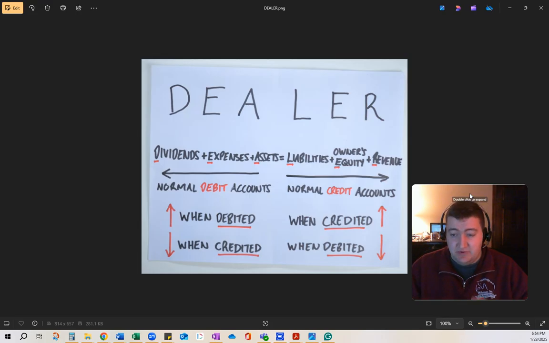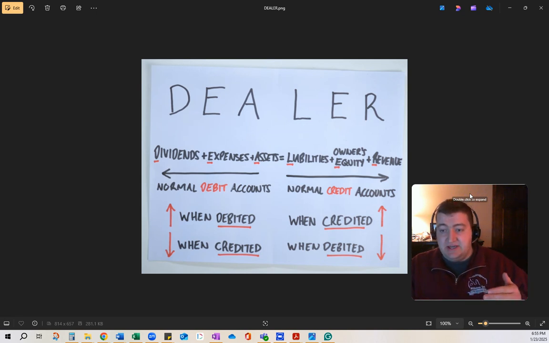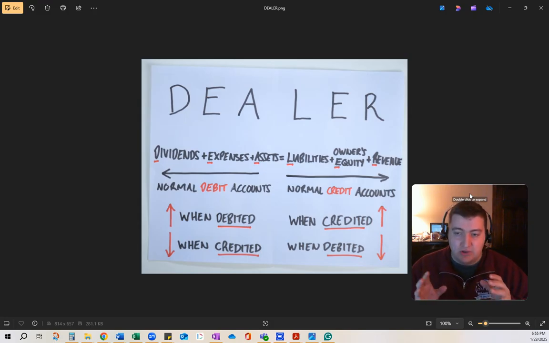And this has just been really helpful for me to remember what kind of accounts they are, are they a credit account, are they a debit account, what is normal for them. Because all the accounts on the left side of the word DEALER, those first three letters, are debit accounts, and they increase with debits. So when they get a debit, that means they're going up, and when they get a credit, it means they're going down. The normal balance of an account matches its type: if it's a debit account, it has a debit balance, and if it's a credit account, it has a credit balance, right?